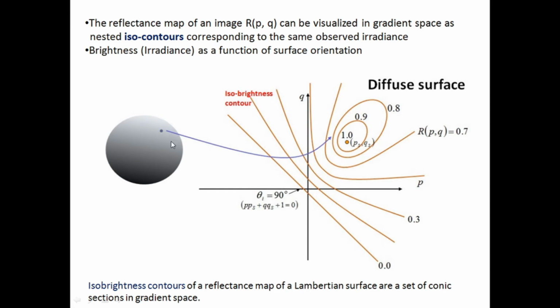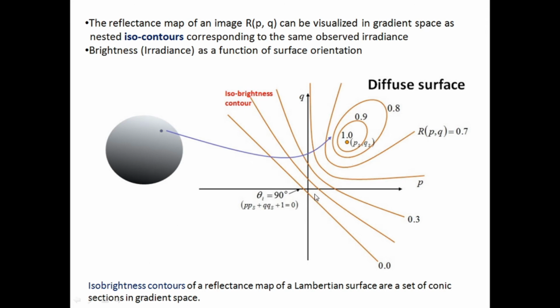This reflectance map, that is R of p comma q, can be visualized in my pq dimension space as nested iso contours, because you can see a contour that is circular in shape. This is one contour, this is one more contour, one more contour, like this. This point is 1.0, which means it is purely white. Next is 0.9, next is 0.8, next is 0.7, in this manner.